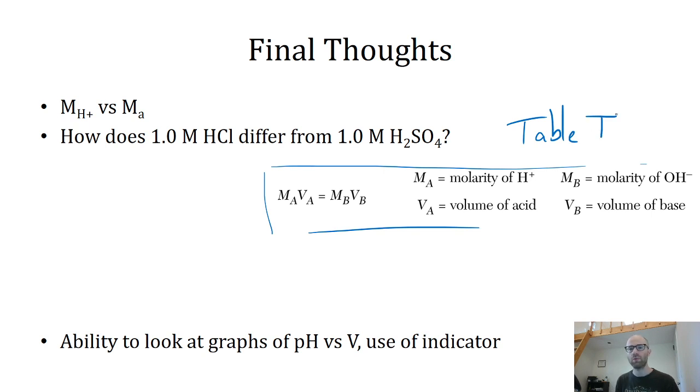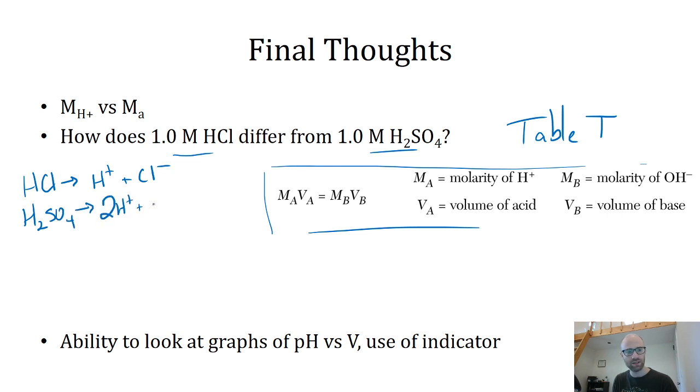There's one region where I usually see a lot of confusion or the possibility of people making mistakes. If you consider a 1 molar HCl solution and a 1 molar H2SO4 sulfuric acid solution, keep in mind that when HCl dissolves in water, you get H plus and Cl minus, and when H2SO4 dissolves in water, you get 2 H pluses and SO4 2 minus. So really a 1.0 molar hydrochloric acid solution is 1.0 molar H plus, and a 1.0 molar sulfuric acid solution is 2.0 molar H plus.